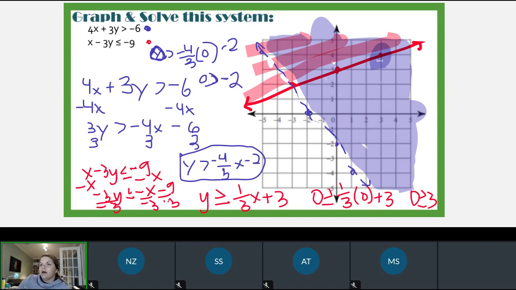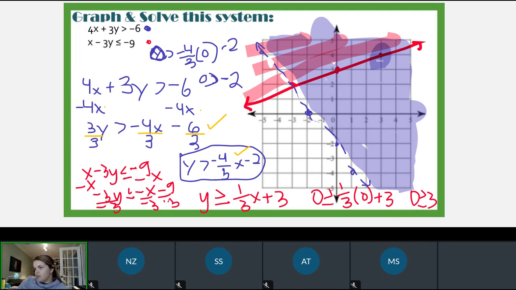All right. So real quick, let's talk through this one. Let's look at AJ's top in the blue. We're going to look at how AJ solved for y. So the first thing was to subtract 4x from both sides. So right here and right here, subtracted 4x, which left 3y is greater than negative 4x minus 6. Perfect. Then divide everything by 3. So you get y is greater than negative 4/3 x minus 2. Perfect.